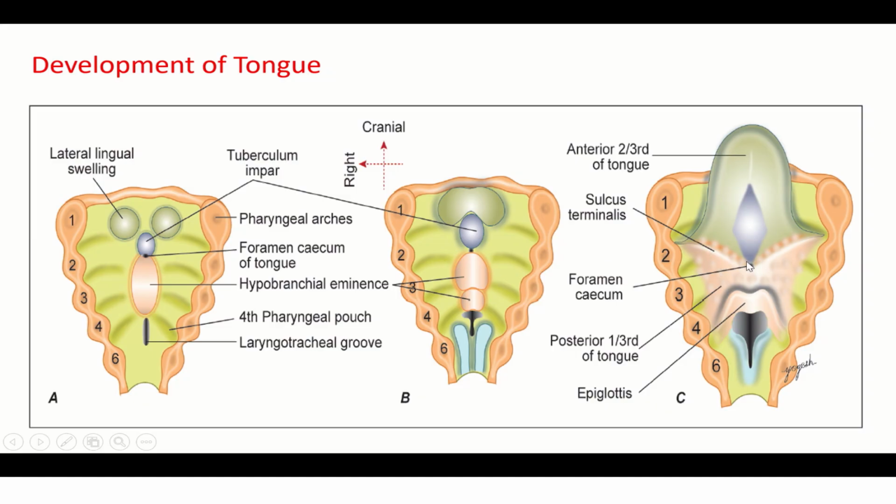Along with that, the circumvallate papilla also will develop from the hypobranchial eminence. So this we will understand when we deal with the nerve supply. That's why the circumvallate papilla and posterior one-third of the tongue will be supplied with the glossopharyngeal nerve. Here you can see the epiglottis which is being developed from the caudal part of the hypobranchial eminence. And you can see the anterior two-thirds of the tongue, anterior to the sulcus terminalis, is developed from the lingual swellings and the tuberculum impar.